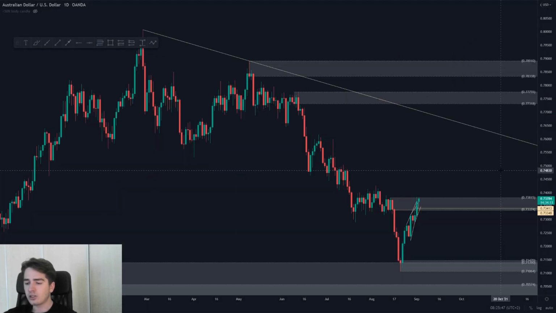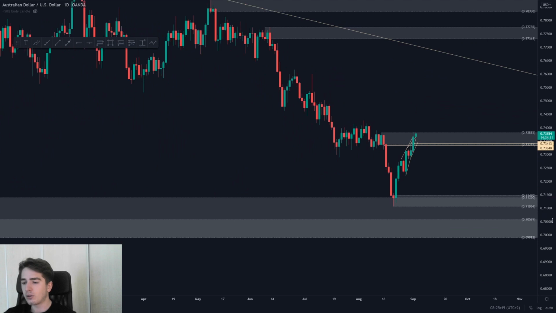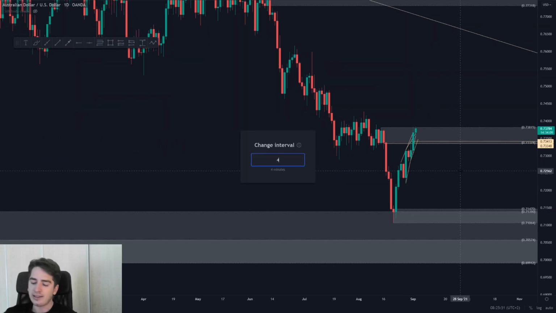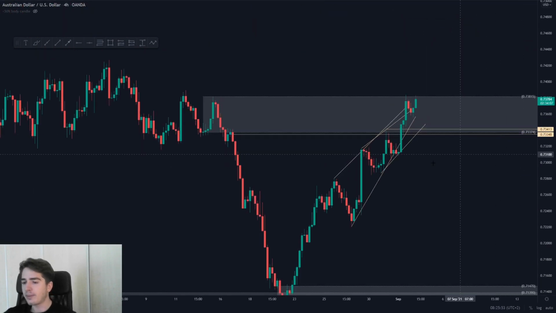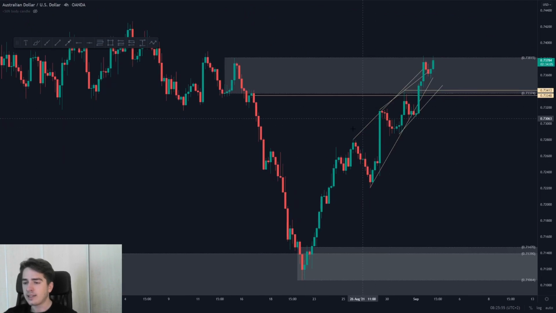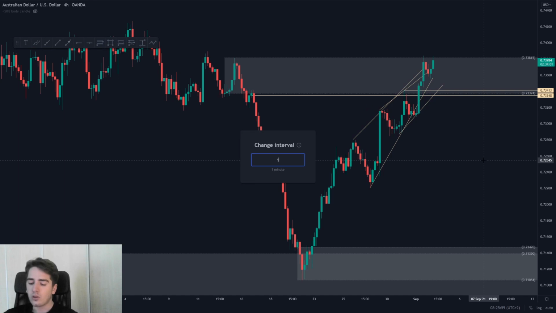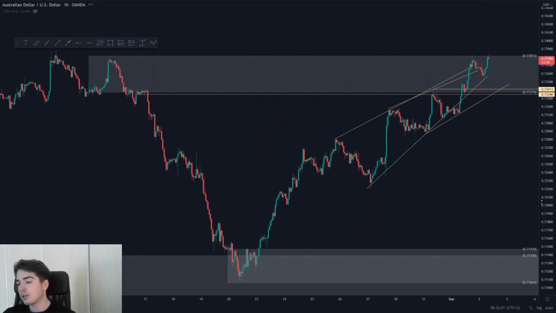Okay guys, so Aussie dollar has closed very strongly bullish on the daily time frame, and now diving in towards the 4-hour time frame. As you guys know, I was looking at this ascending wedge or ascending channel. So did I take this setup? Did I take this short towards lows?